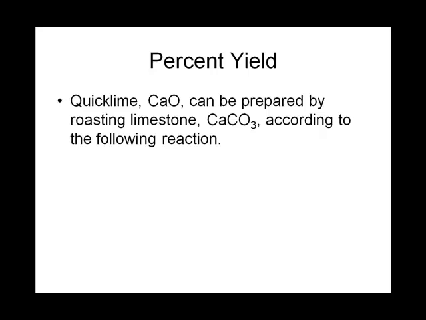Here's an example. Quicklime, or calcium oxide, can be prepared by roasting limestone, which is calcium carbonate, according to the following reaction. So when we do this, we produce quicklime and carbon dioxide as two products.